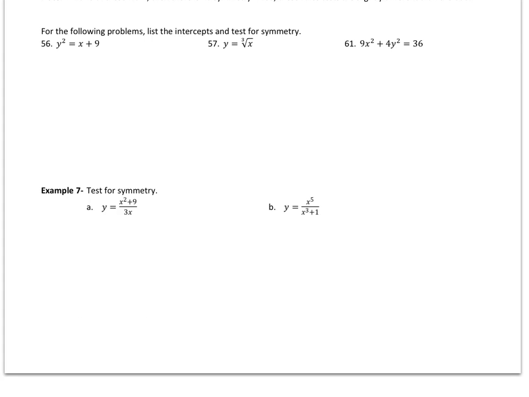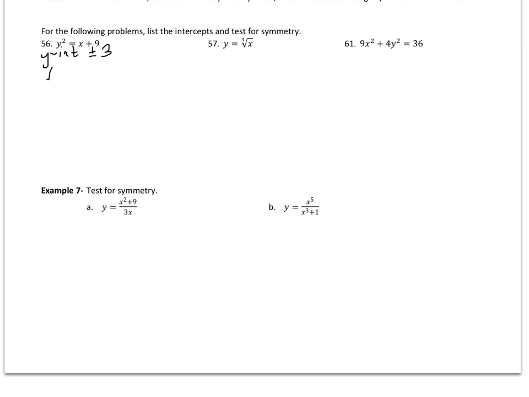All right, so for the following, we're going to list the intercepts and test for symmetry. Okay, so y squared equals x plus 9. Let's talk intercepts first. If I want to find my y-intercept, I make x 0, correct? So if x is 0, what is y? Plus and minus 3, right? There's our y-intercepts right there.